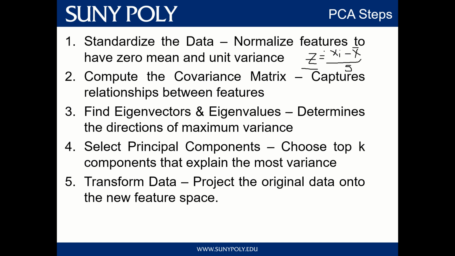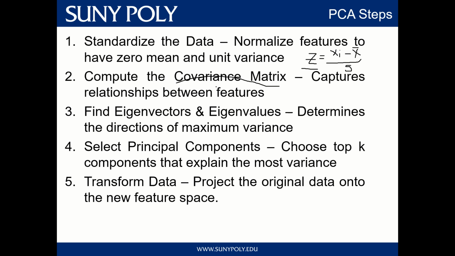Okay, so once you have standardized your data, now every single variable or every single column in your data set will have the same mean and the same variance, mean equal to 0, variance equal to 1. Then the second step is to compute the covariance matrix. So the covariance matrix will capture the relationship between features.